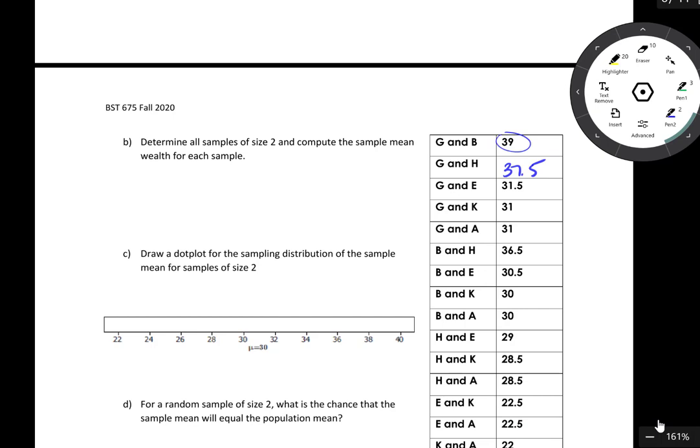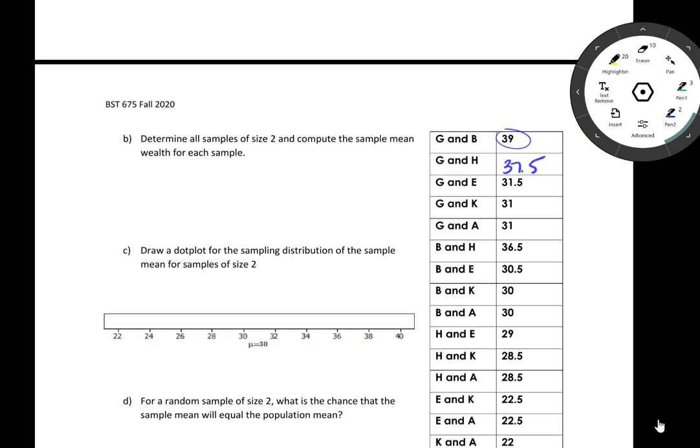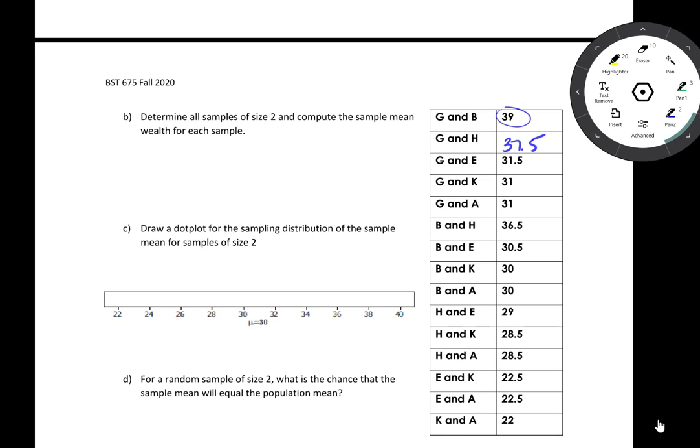So now that we have all of the possible samples of size 2 and their corresponding sample means, what we could do is visualize the sampling distribution. So I'm going to create a dot plot for each of these samples and their corresponding sample means. For example, on the first one, we have 39. Then we have 37.5, 31.5, and I'm just going to keep on going here.